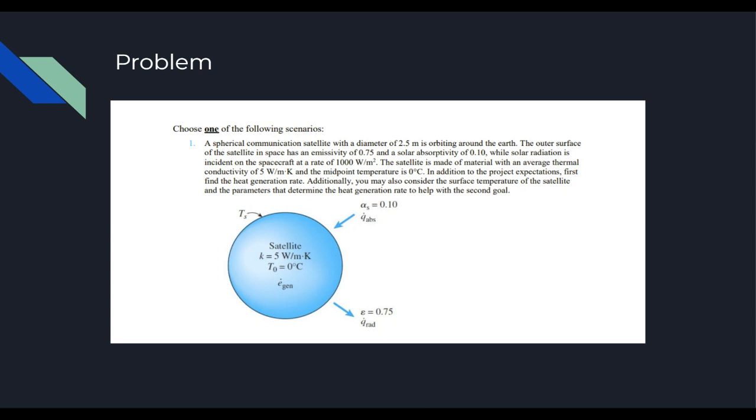So the problem that we're going to be looking at today has to do with a spherical communication satellite with a given diameter, solar absorptivity, emissivity, incident radiation, thermal conductivity, and midpoint temperature. So we're supposed to find the surface temperature and the heat generation rate. What we want is a lower surface temperature here because cryogenic propellants must be stored at a lower temperature or else they evaporate and you can't move the satellite.